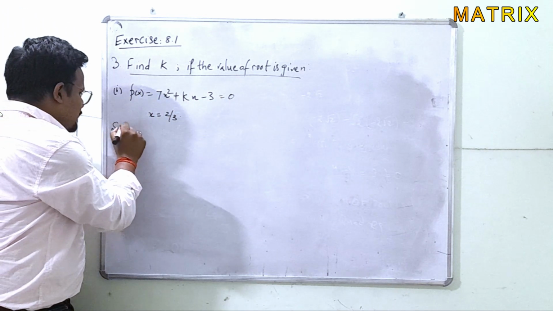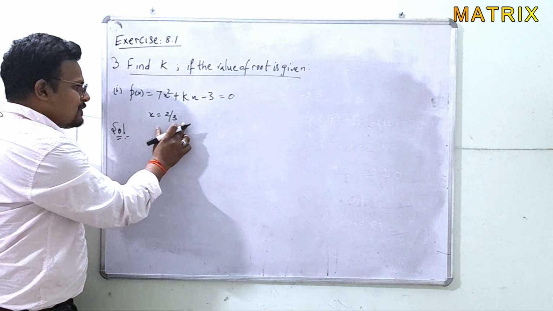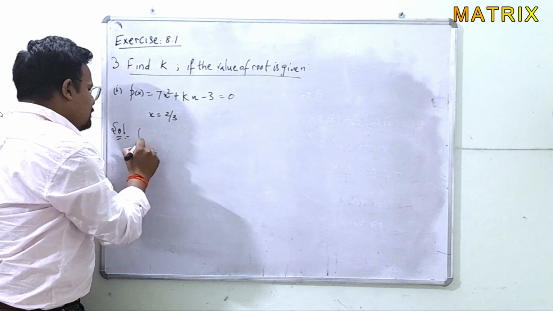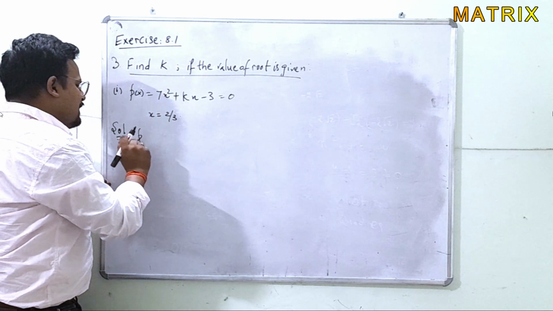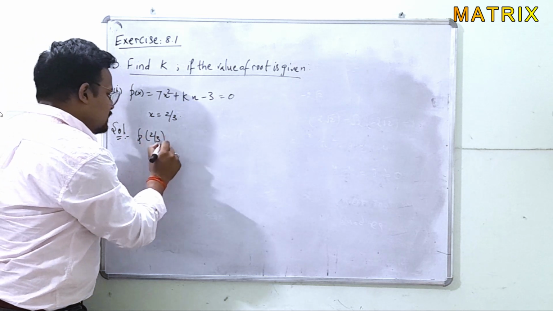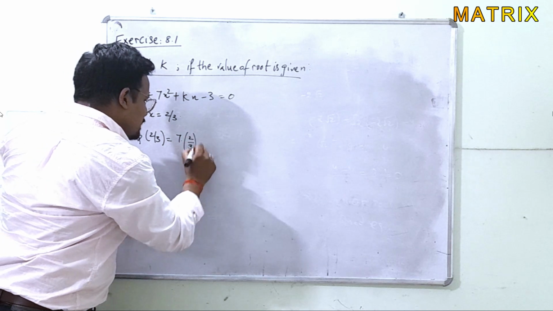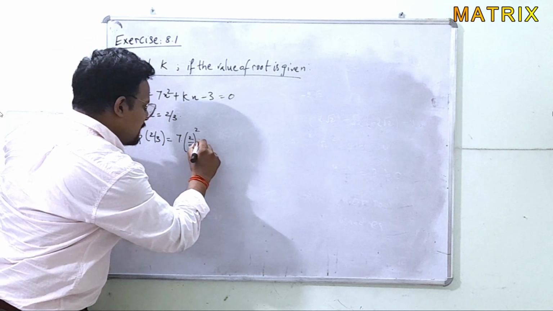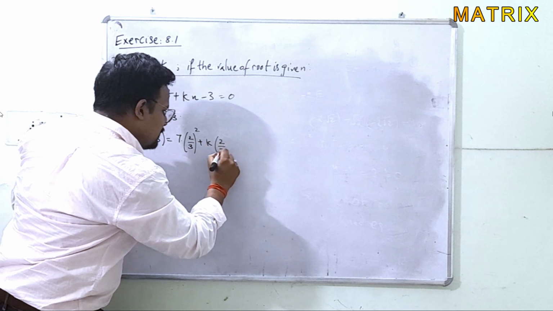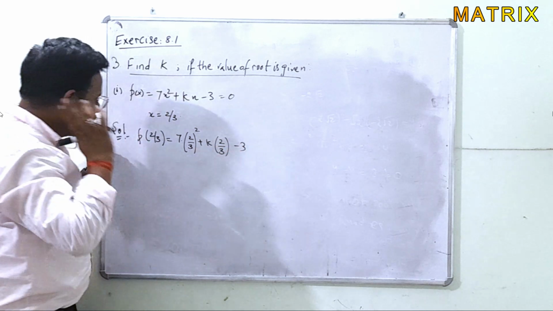So let's see. Since this is the root of this, then p of x is given, then directly we will put the value over here. So this will be equal to 7 multiplied by 2 by 3 raised to power 2. Yes or no? And this plus k multiplied by 2 by 3 and this minus 3. Clear?